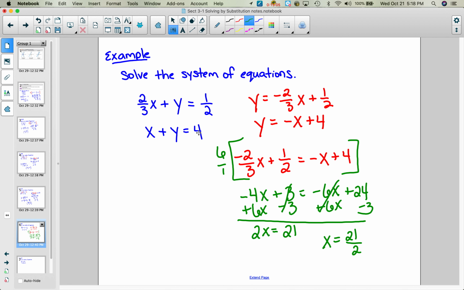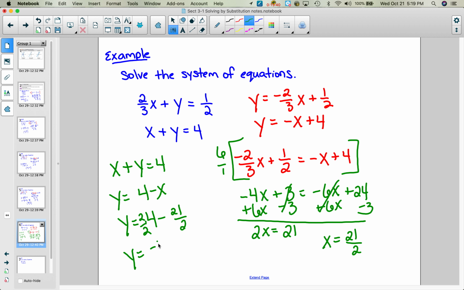I'm going to choose to use the bottom one because it doesn't involve a fraction already. So x plus y equals 4, which means y equals 4 minus x. So y equals 4 minus, plug in 21/2. You can get your calculator out, I don't care if you do. So I have 8/2 minus 21/2. So I have to do 8 minus 21. So I get negative 13/2. So these lines cross at the point 21/2, negative 13/2. So that's your solution.